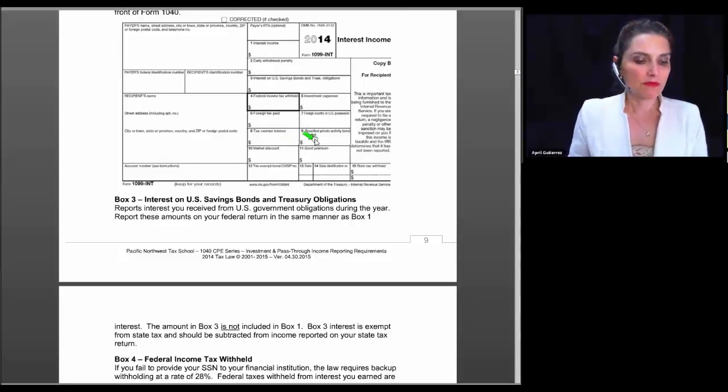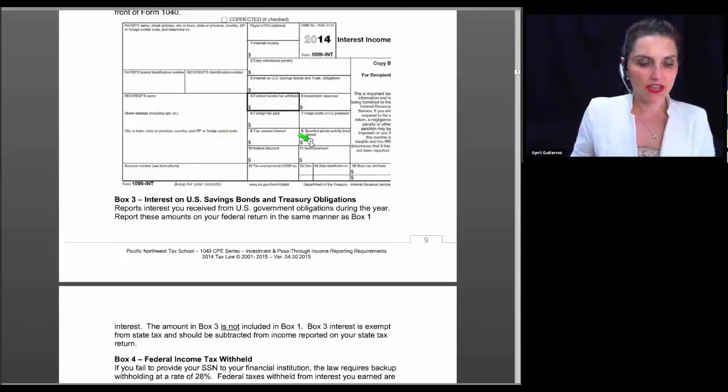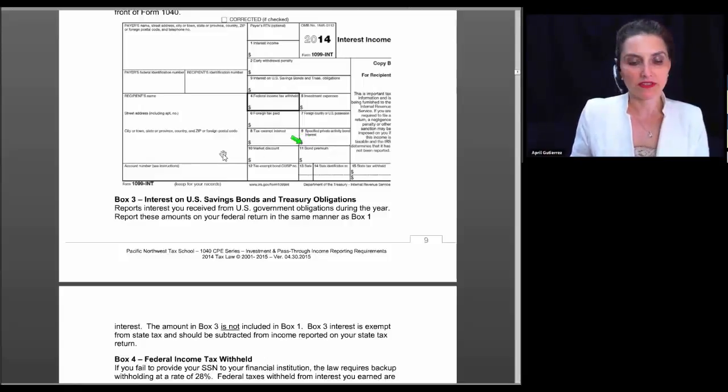So when you see a number in Box 9, it is telling you the portion of the number in Box 8 that is specified private activity bond interest. And whatever amount appears in Box 9, you're going to have to carry that over to Form 6251, which is used to calculate the alternative minimum tax. And specified private activity bond interest is taxable under the AMT, but it is not taxable under the regular tax.